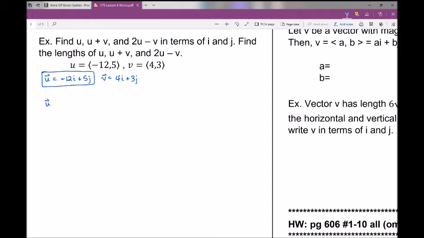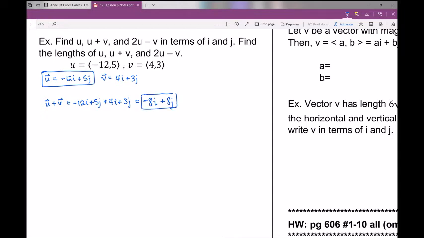So now let's find u plus v. So this is u. Go ahead and box that. Now let's find vector u plus vector v. So we have -12i plus 5j plus 4i plus 3j. And so all we need to do is add the like terms. So -12 plus 4 will give us -8i, and 5j plus 3j will give us 8j. So we have -8i plus 8j for u plus v.